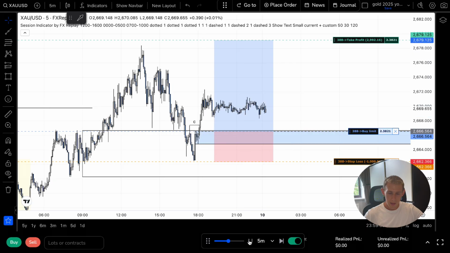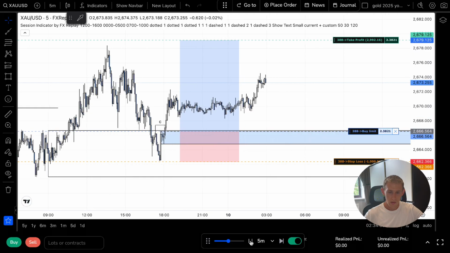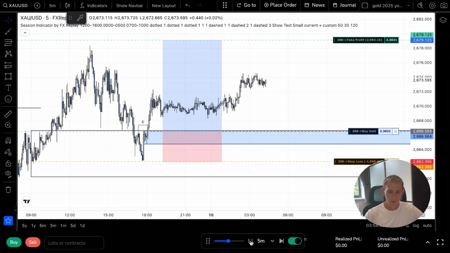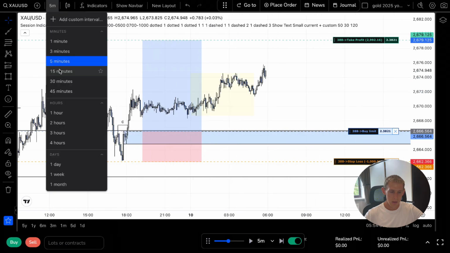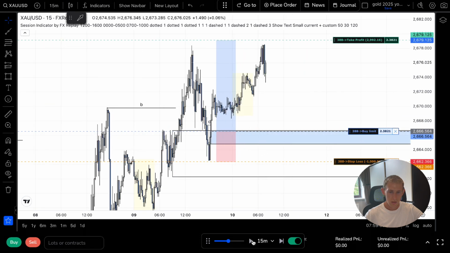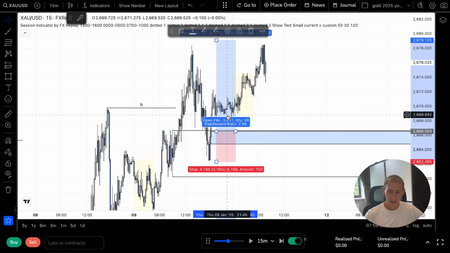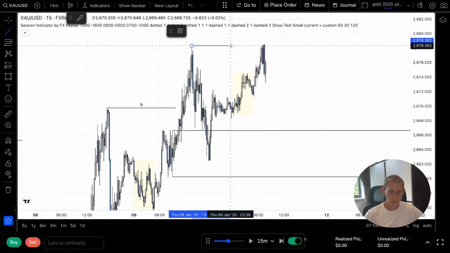Nice slow pullback at the moment as well. That's ideally what we want to see. Let's see, the trade is still valid at the moment. Okay, nope, so trade is now invalid because price broke the main high, which is this one right here.